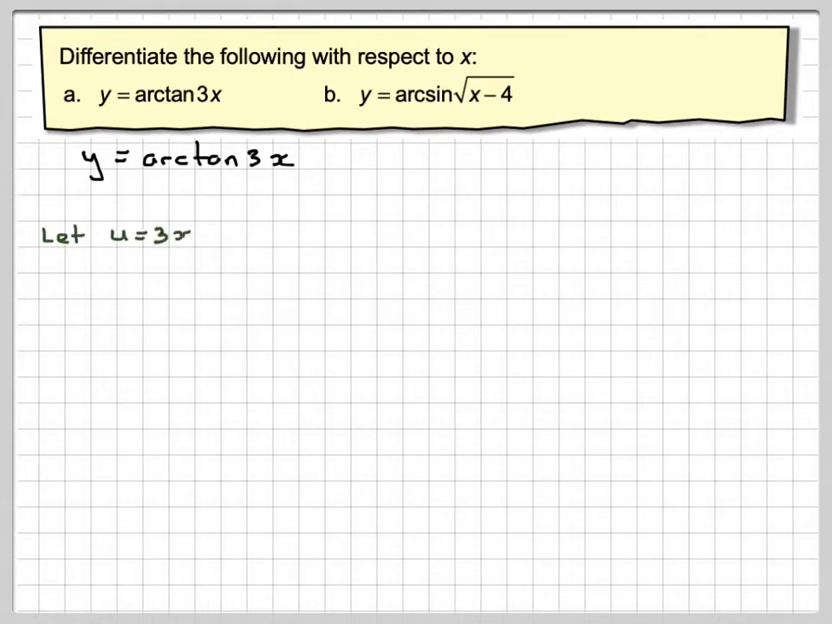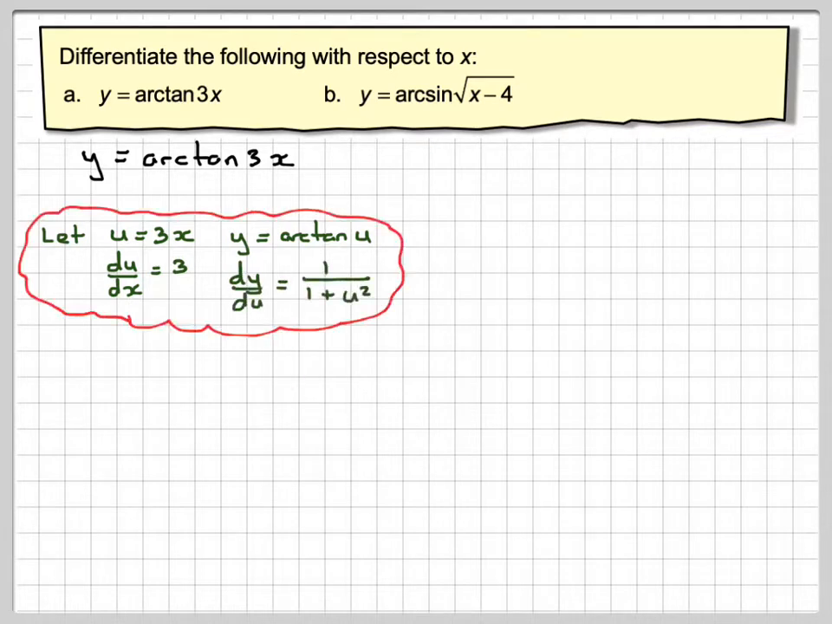So going through the procedure of the chain rule, if you let u be equal to 3x, so we change this to be u, then du by dx, if you differentiate 3x, you get 3. Then that means now that y is equal to arctan u. And in the previous video, I've shown you that dy by dx will be 1 over 1 plus x squared. But this time we're differentiating with respect to u, so it will be 1 over 1 plus u squared.